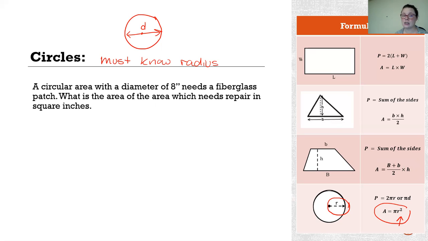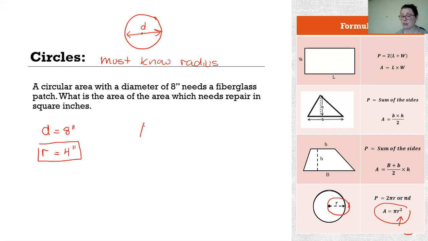So let's start with calculating this question. A circular area with a diameter of 8 inches needs a fiberglass patch. What is the area of the area that needs a repair in square inches? So I've kept it easy, no conversions to do, because sometimes circle stuff gets people confused. So to do a circle, we just said we need to know the radius. So we know diameter equals 8 inches. So radius must be equal to 4 inches. We just take 8 divided by 2, half of it. This is the number that we're going to use going forward.